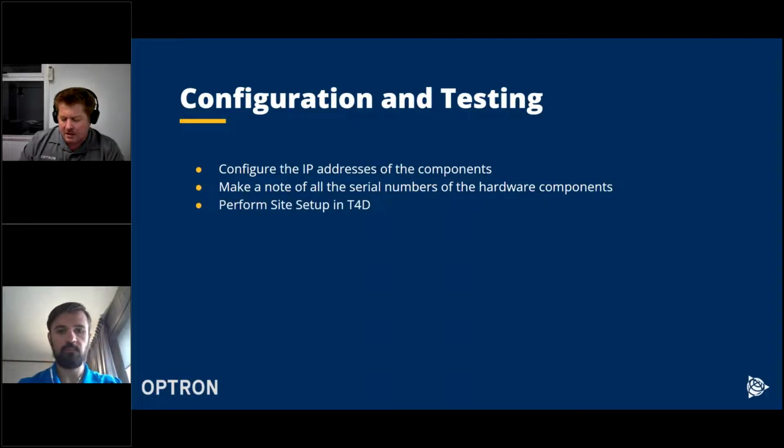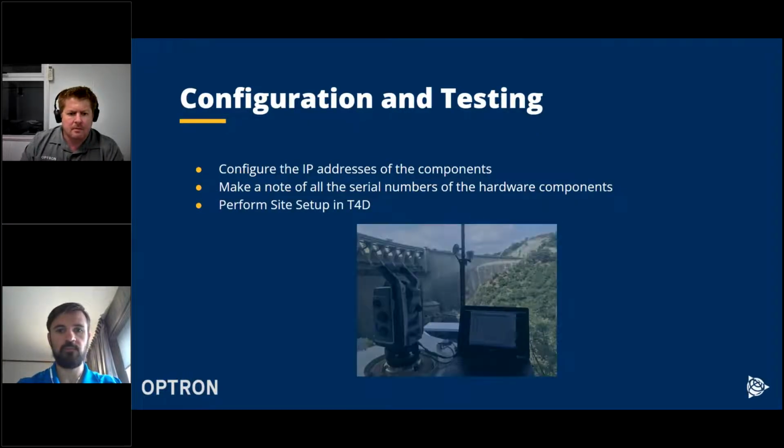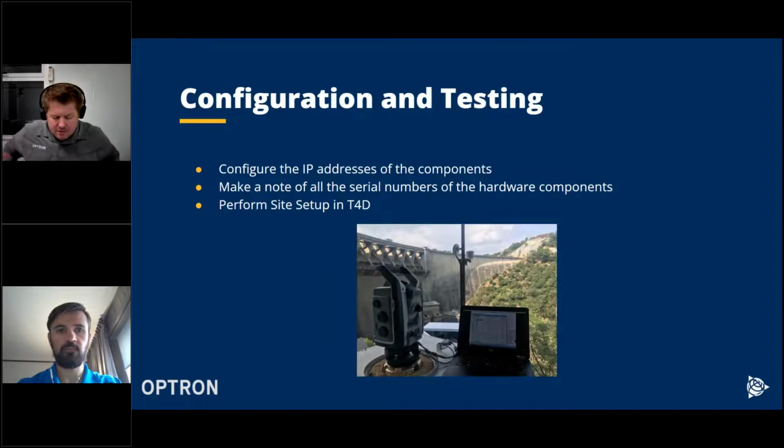Then we perform the site setup in T4D. The easiest way to do it is actually just to connect the computer directly on the network at the cabin. We normally use remote desktop to log into the server, and then from there we can do the site setup. It's much easier to do the site setup if you're actually standing by the total station than to have somebody by the total station and then another guy sitting at the server and you phone each other.